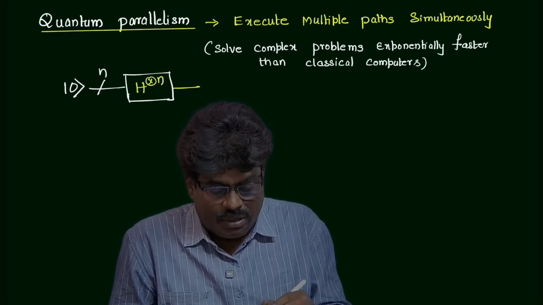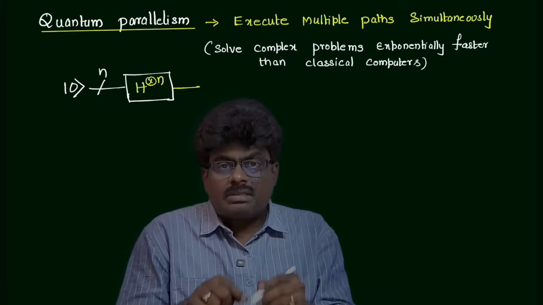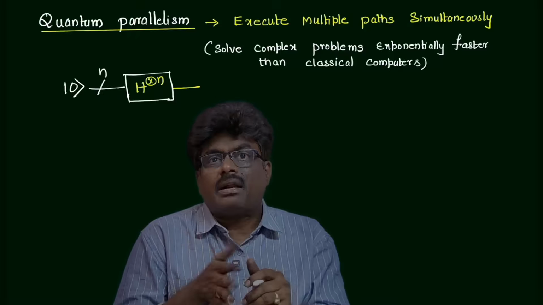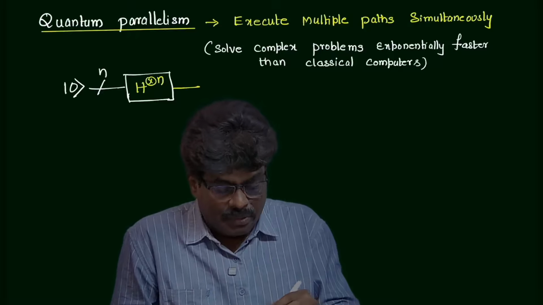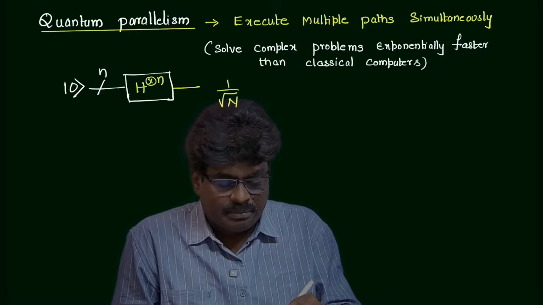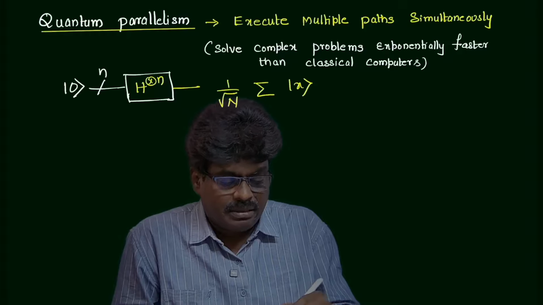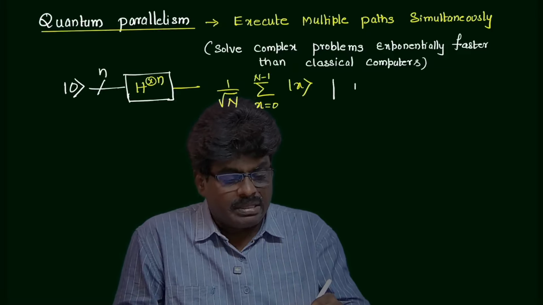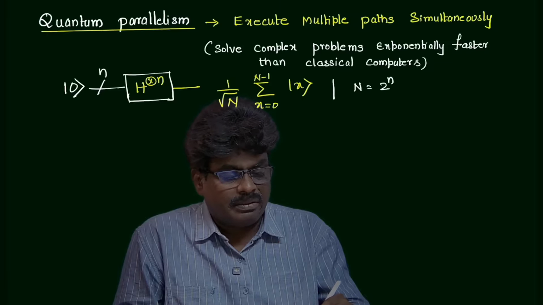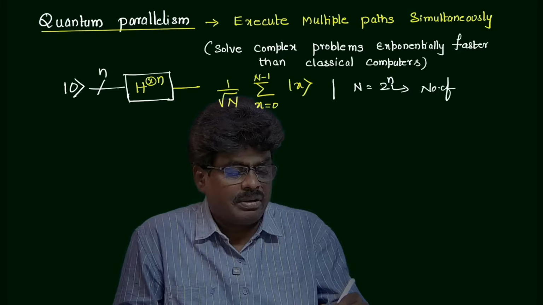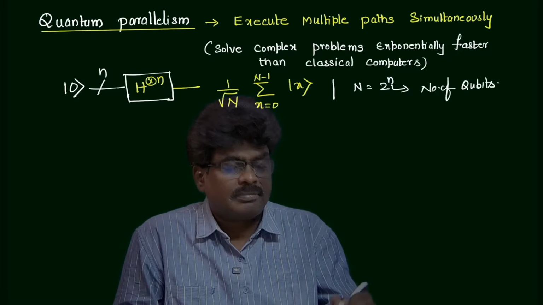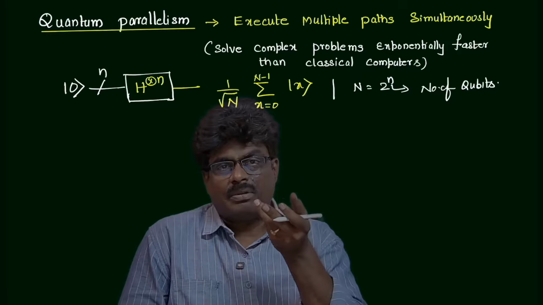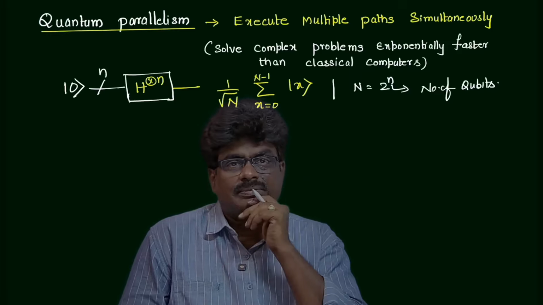So what about the output? That means these n Hadamard gates are operating simultaneously on the n paths. So you will get 1 over root capital N, the summation over x, where x equals 0 to N minus 1. Here we can take capital N as 2 power n, where small n is the number of qubits. If you have two qubits, then capital N will be 4. That means 4 basis states will be there.